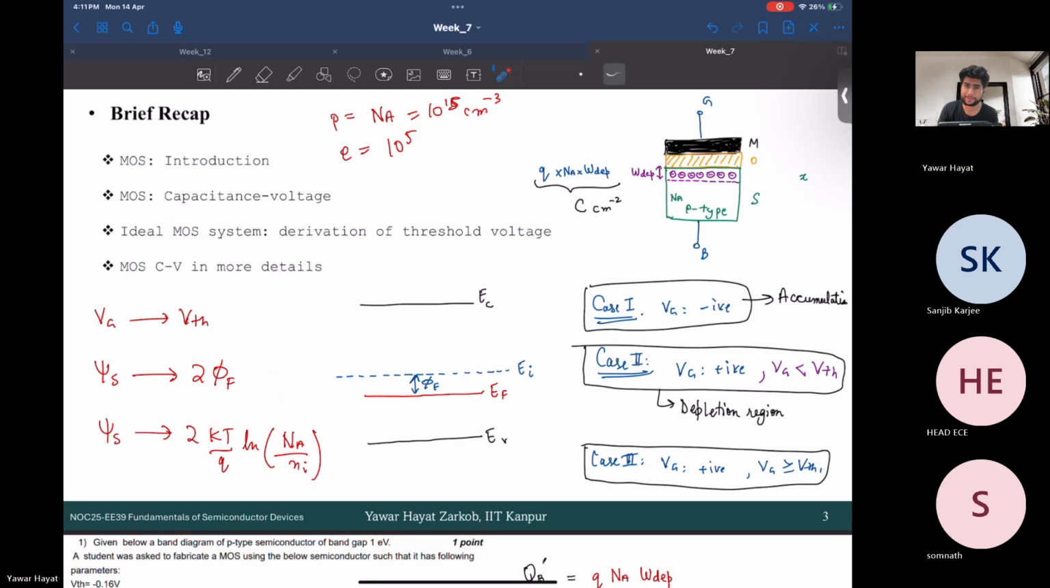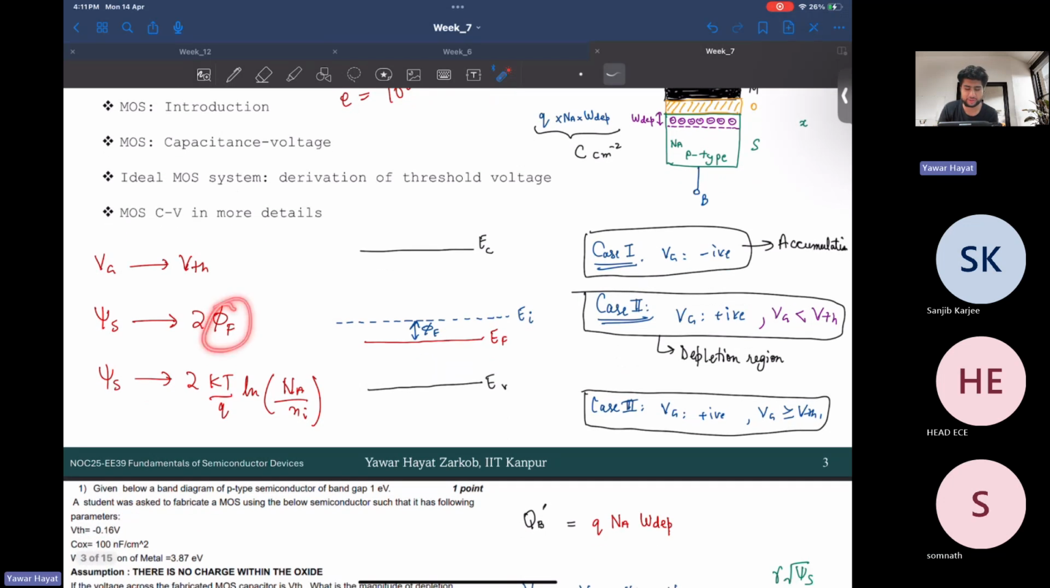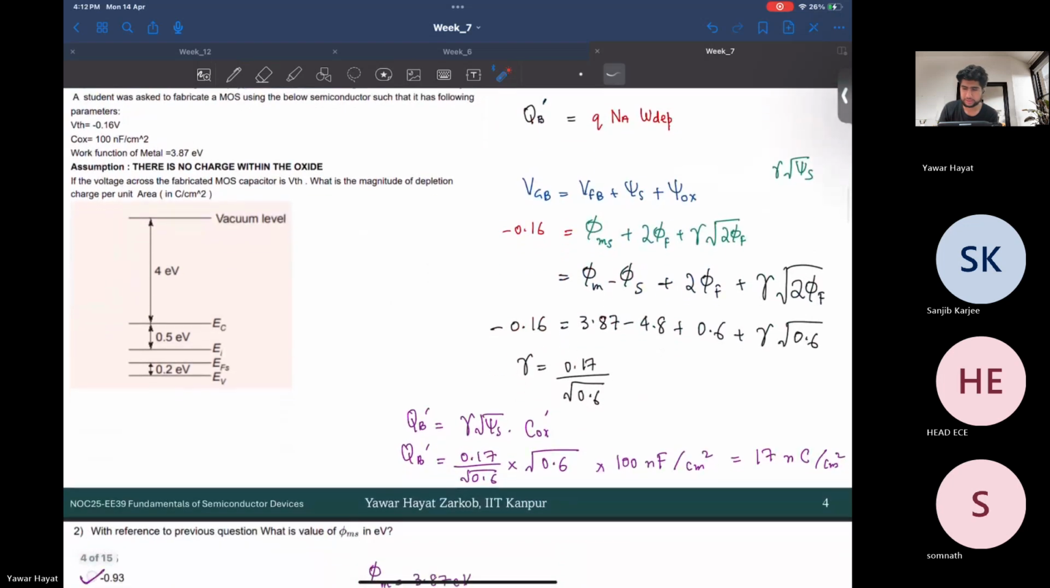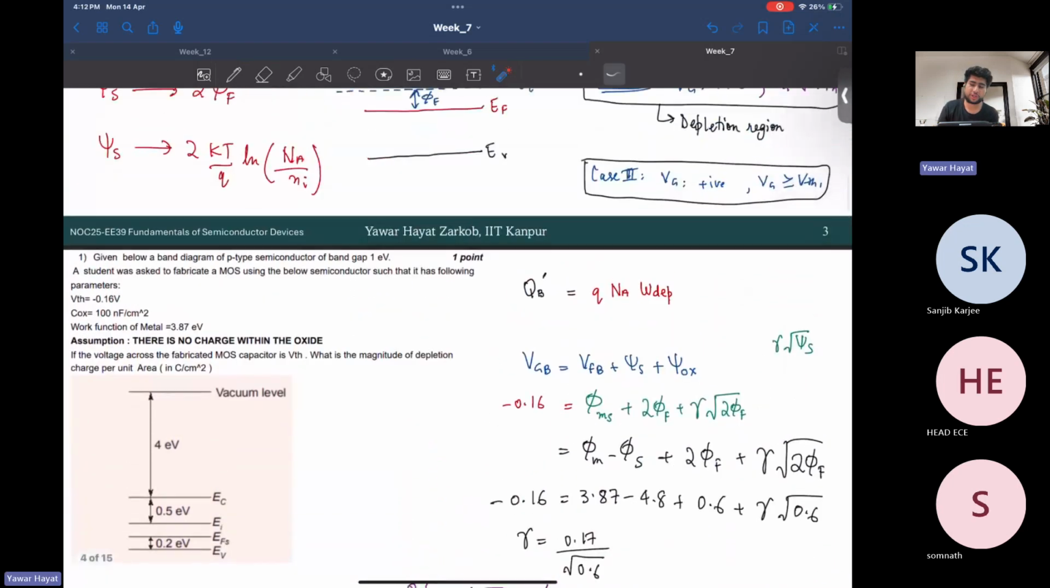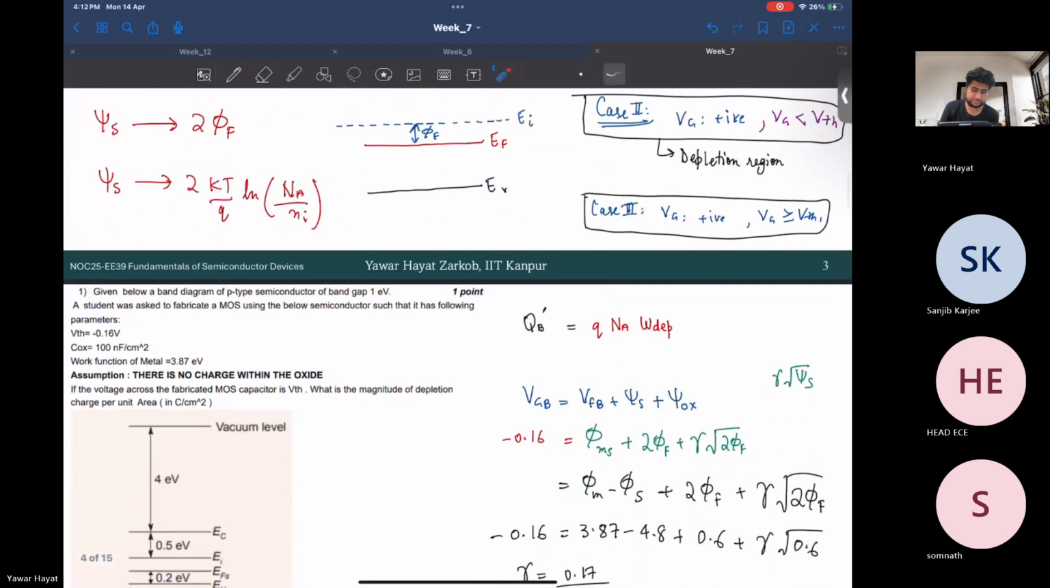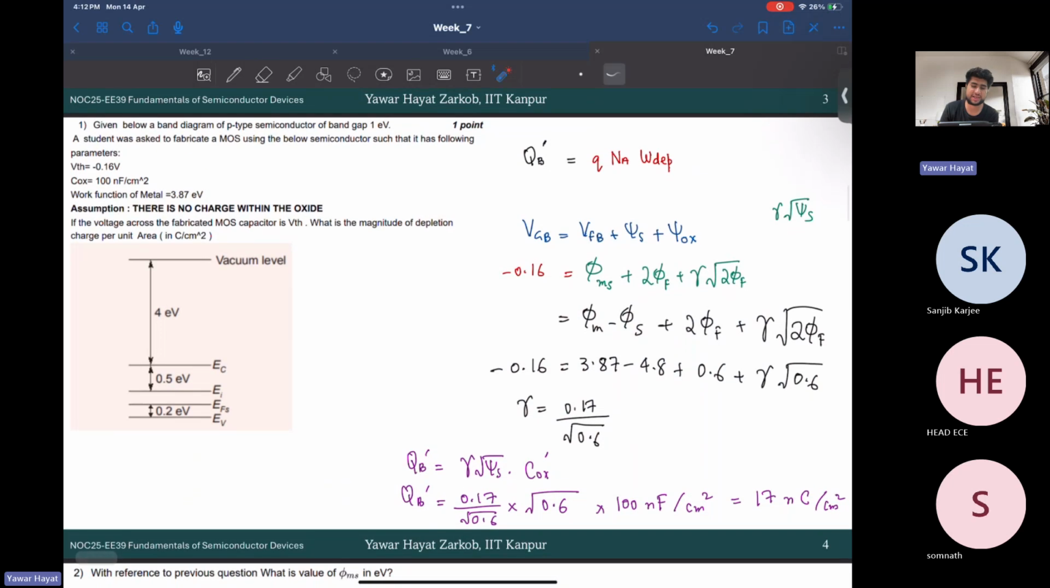And since phi F we knew is kT by q ln of Na by ni, this formula is handy. Try to memorize it: phi F is nothing but kT by q ln of Na by ni. Then we had a band diagram that was given of a p-type semiconductor of a band gap 1 electron volt.